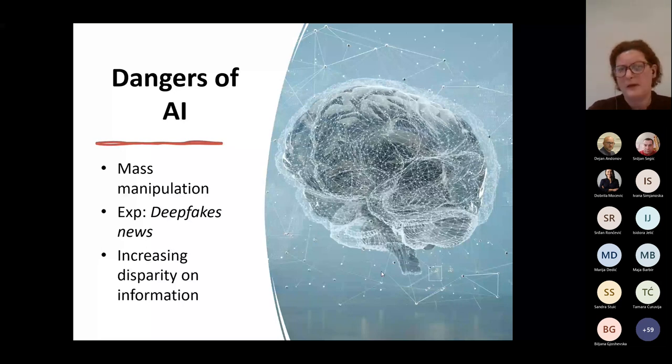With the use, for example, of deepfake news or deepfake videos, you can take a famous scientist and make a deepfake video in which he says, for example, that climate change is not real, that it is a conspiracy. So it is like magic sometimes. And of course, one of the problems of artificial intelligence is what we call the increasing disparity of information. We do not all have the same access to entering and gaining true information because of the use of machine learning and algorithms.